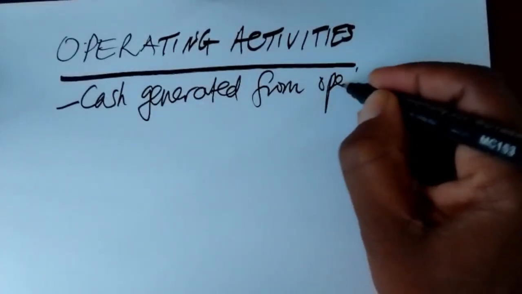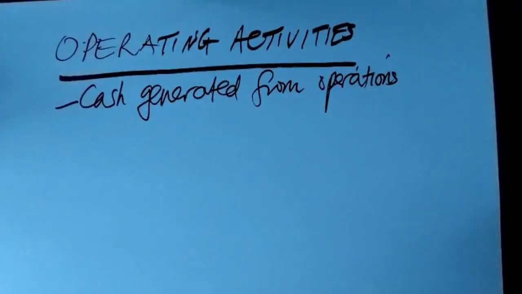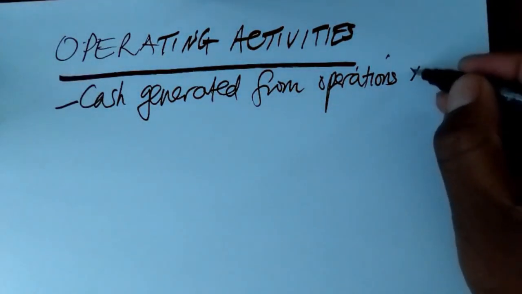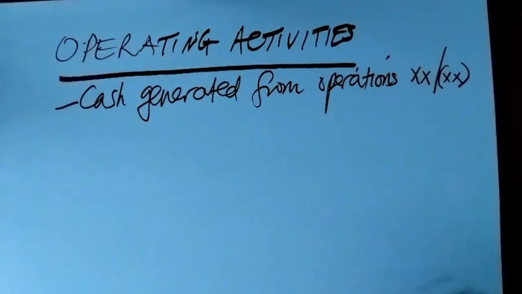Now, when we talk of cash generated from operations, we are talking of cash generated from the normal buying and selling activities of the business. So this can be an inflow, but it can also be an outflow.